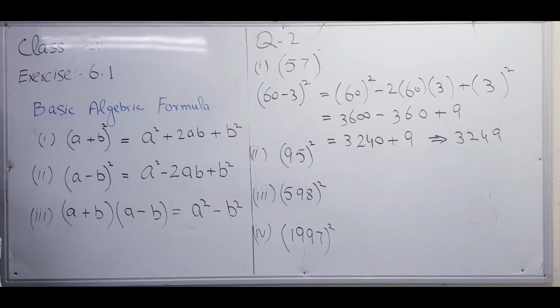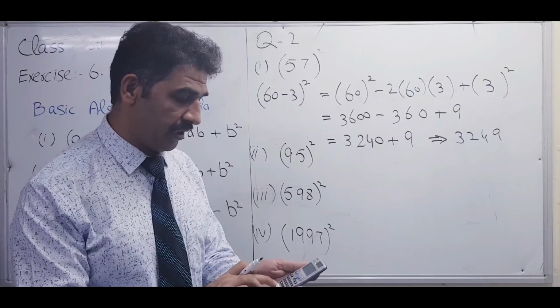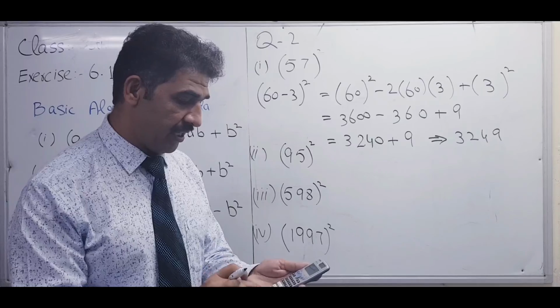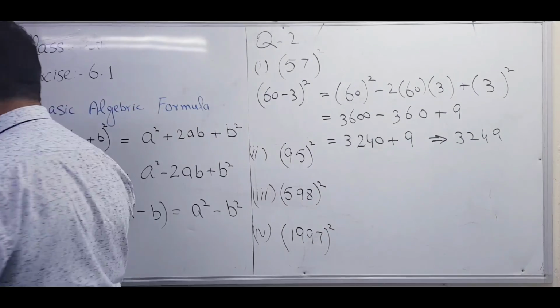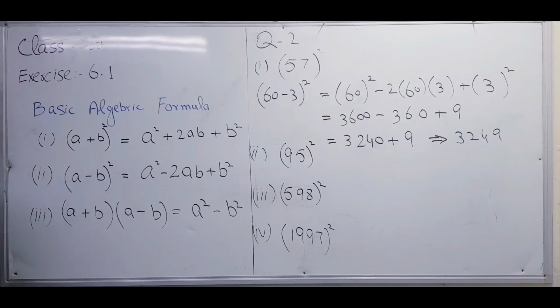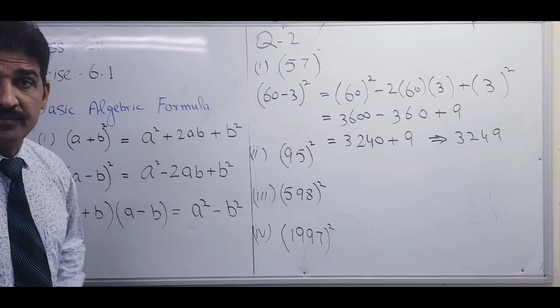If we want to check whether our answer is correct or wrong, we will take 57 square directly. 57 into 57, then we will get 3249. It means that our result is absolutely right. We solved this question with the help of the negative formula. The remaining questions you have to solve.